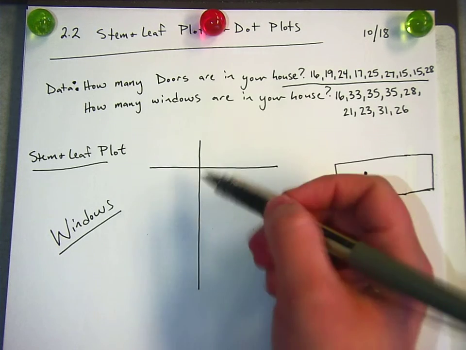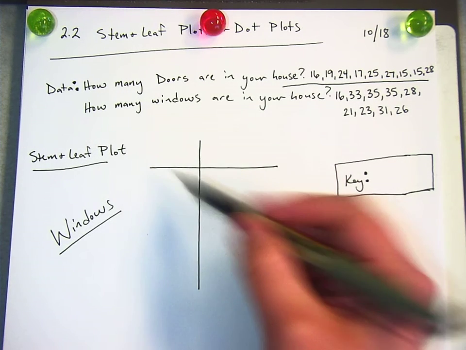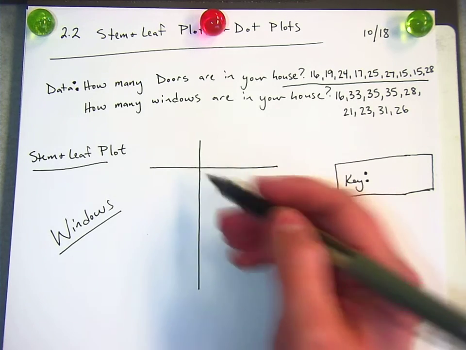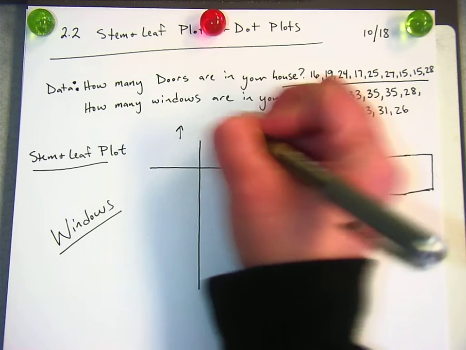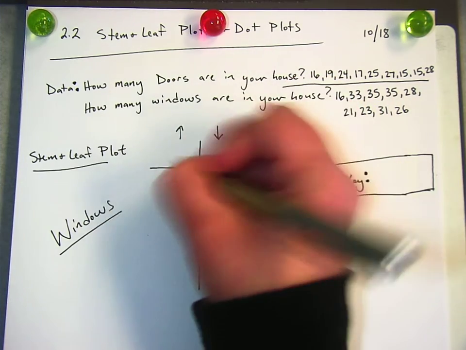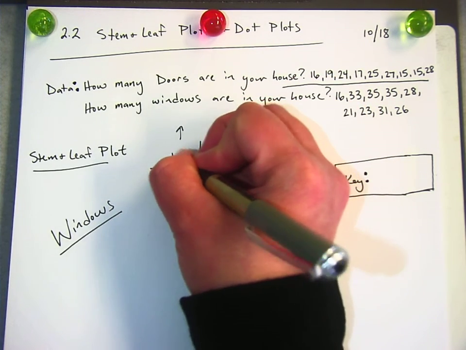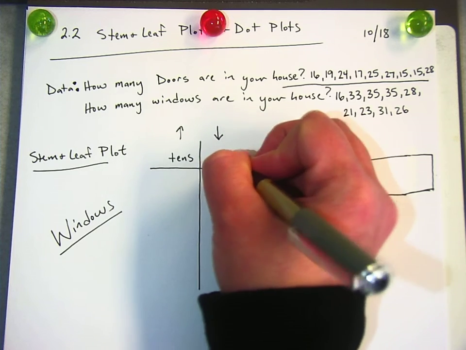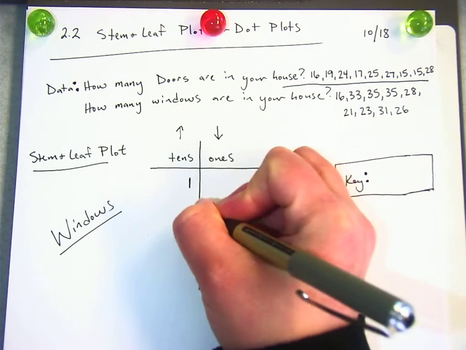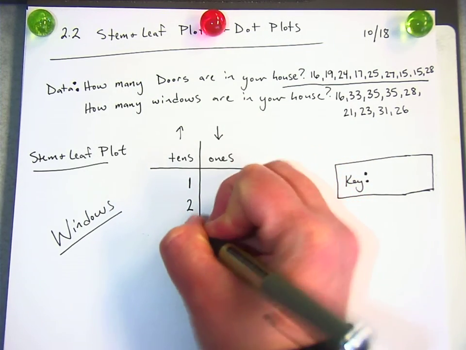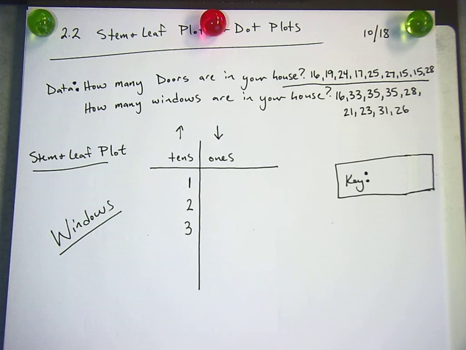Okay, so for a stem and leaf plot, usually it looks kind of like a T, and one side, this is the higher value side, and this is the lower value side. In this example, I'm going to put tens over here and ones over here. This helps you organize your data in a concrete way. So for windows, my lowest number is 16 and my highest number is 35. So I've got 10s, I've got 20s, and I've got 30s. So I only need 3 things here.